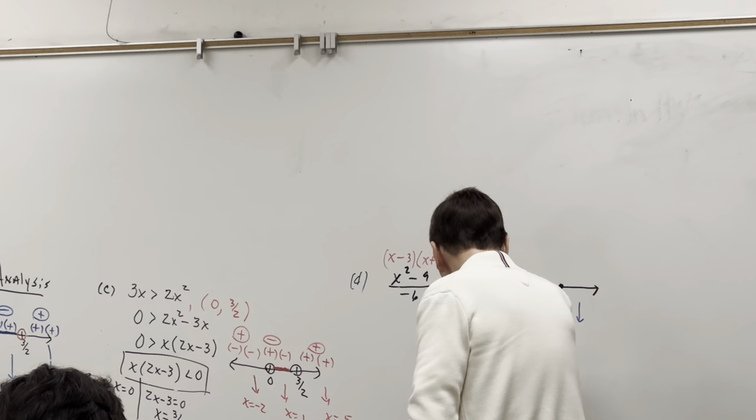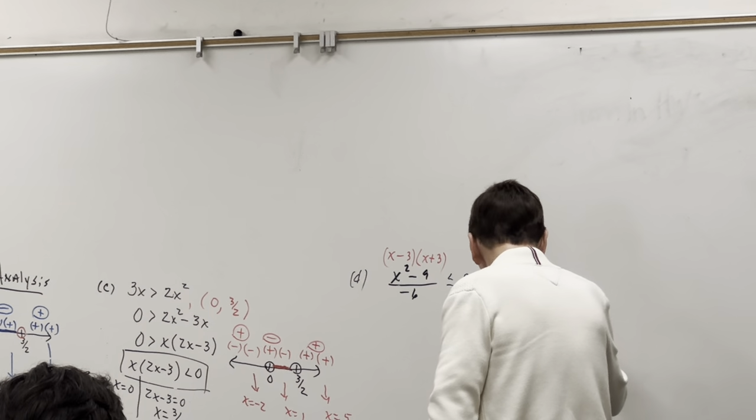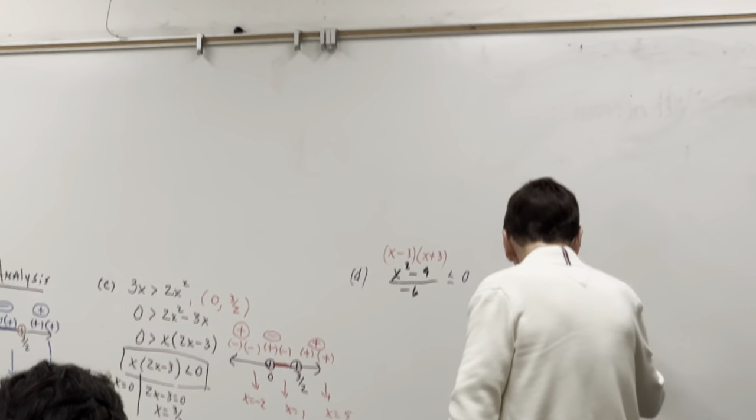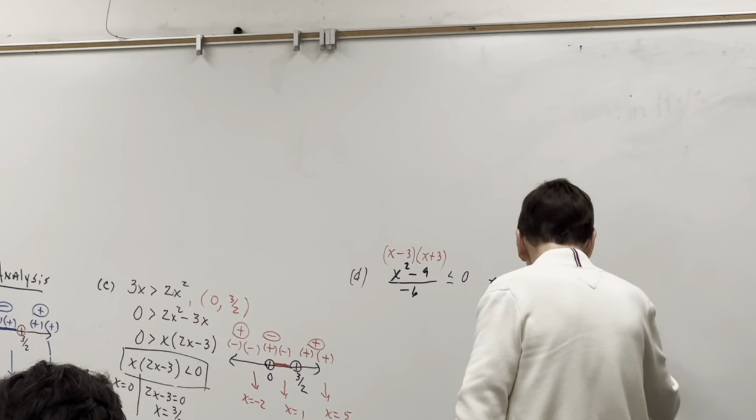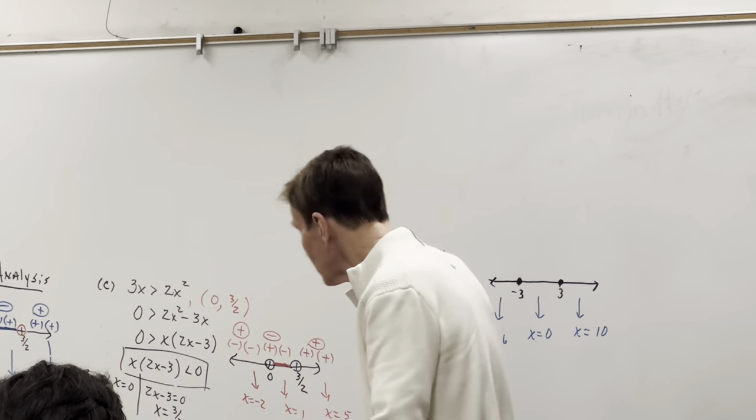Guys, out to the left of -3, it's entirely up to you. I'm going to try -6. In between, I guess I'm going to try 0. Out to the right of 3, I'm going to try 10. Let's see what happens. Be careful.